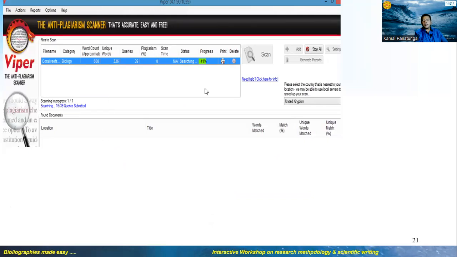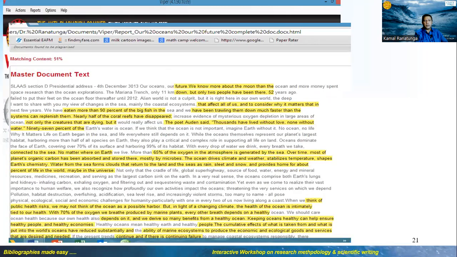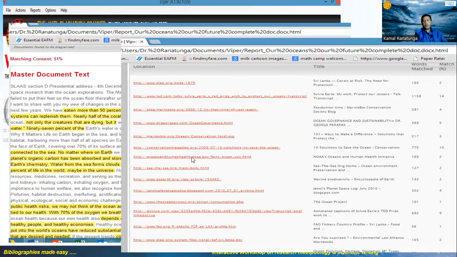And this Viper actually used to be free software, but not anymore. I'm not too sure it's still available, but you can see they also highlight which sections have been taken or copied. Like in this case, you see 51% copied from some source. And this is actually one of the student submissions I checked for plagiarism, right? And it will give all the sources from which they have copied, right?